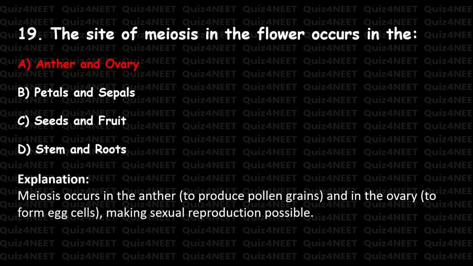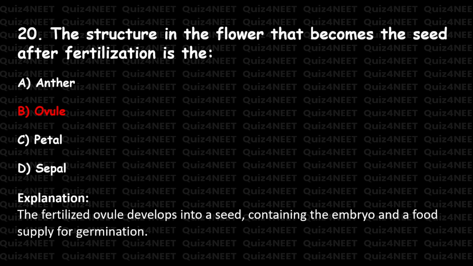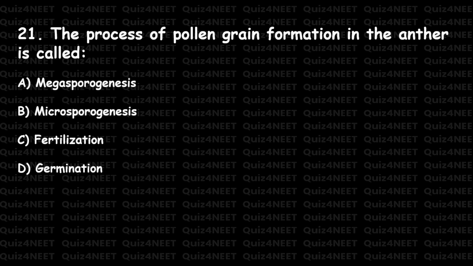reproduction possible. The structure in the flower that becomes the seed after fertilization is the A. anther, B. ovule, C. petal, D. sepal. B. ovule. Explanation. The fertilized ovule develops into a seed containing the embryo and a food supply for germination. 21. The process of pollen grain formation in the anther is called A.